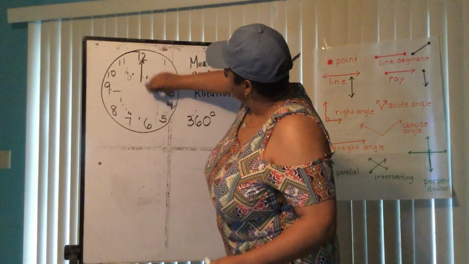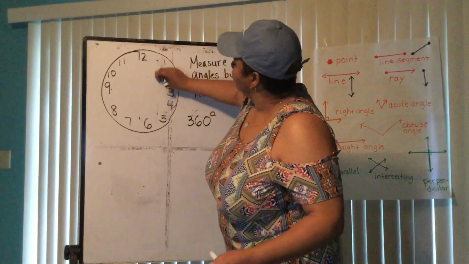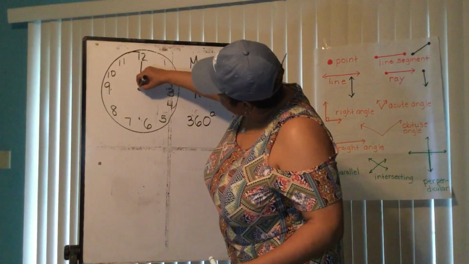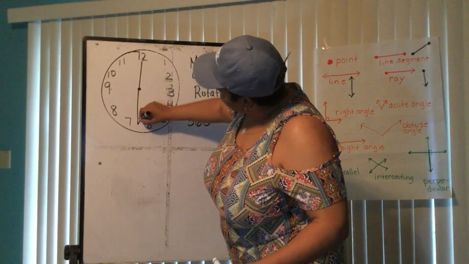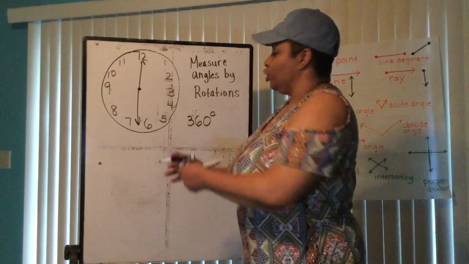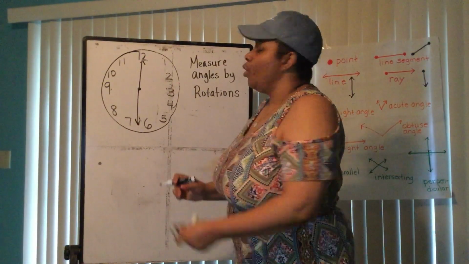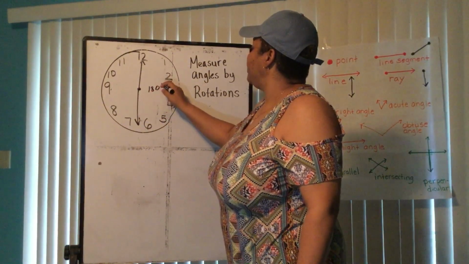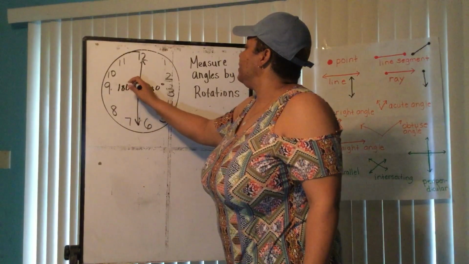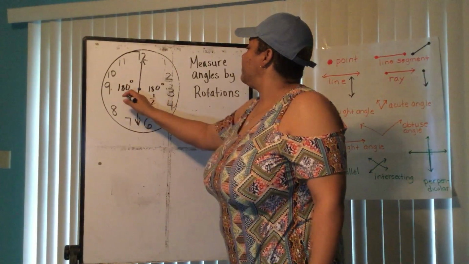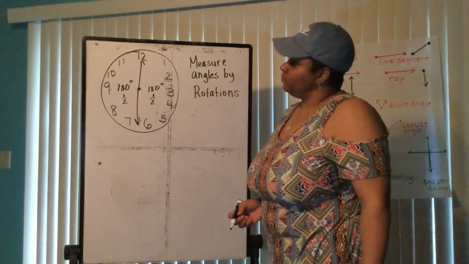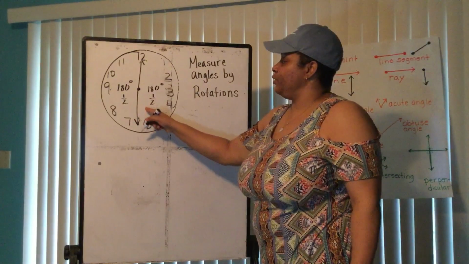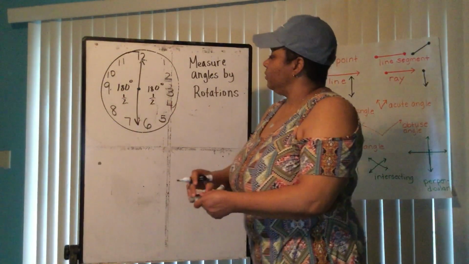Then I did it like this. Got a straight angle. 180 degrees here. 180 degrees here. A half, and that's the other half. Making sense? 1 out of 2. 1 out of 2.